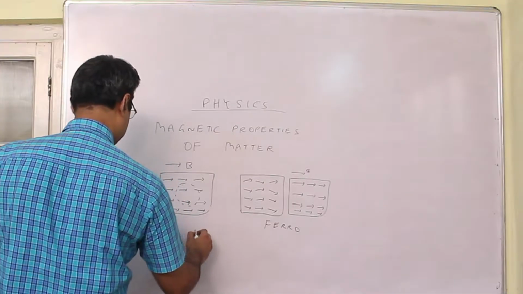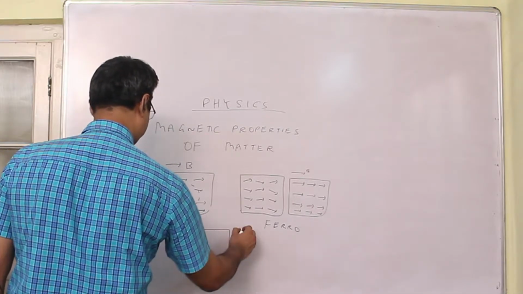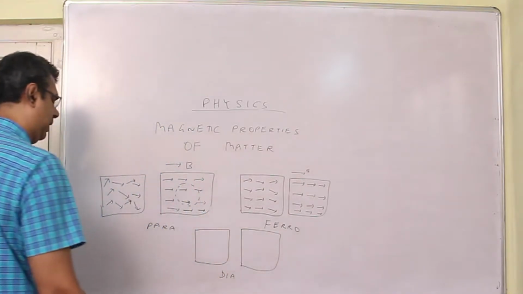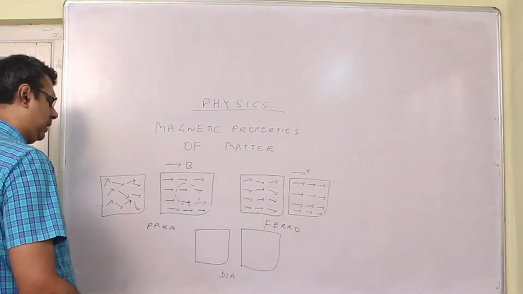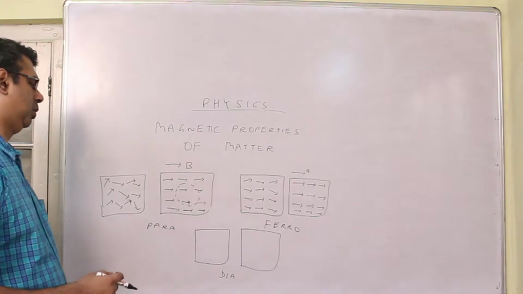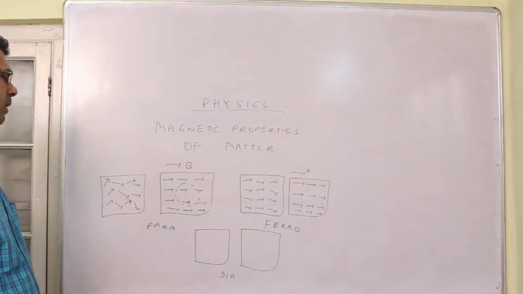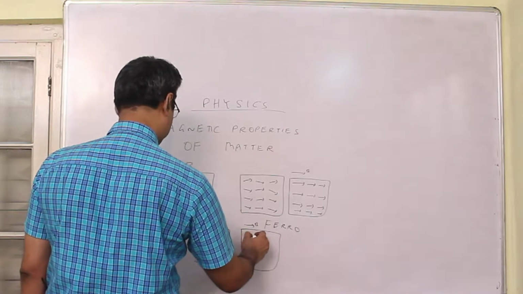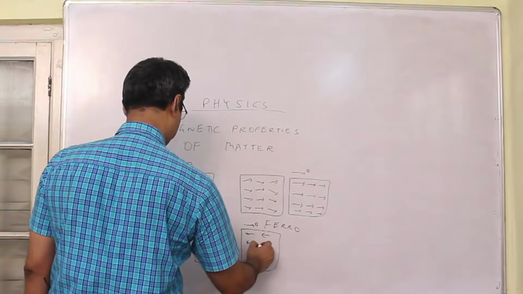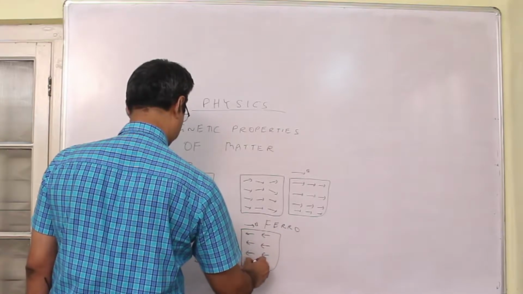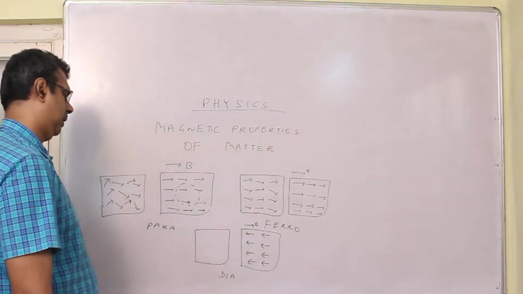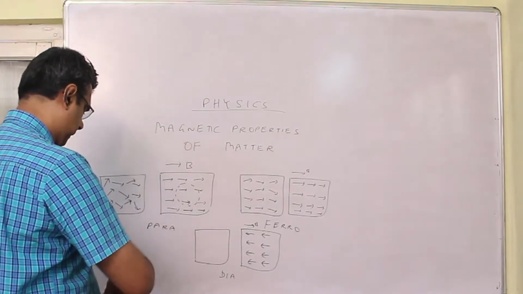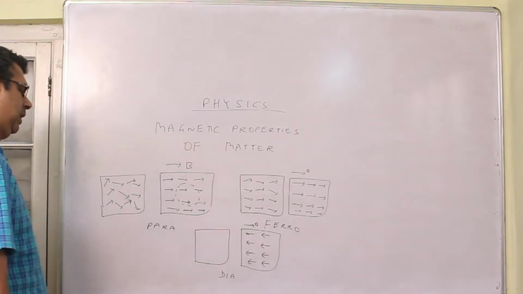On the other hand, there is a third category, that is known as diamagnetic substance. Diamagnetic substances, as you know, they don't have any unpaired electrons, all the electrons are paired. So there are no dipoles, but when you apply a field from outside, then dipoles are induced opposite to the field. So I have applied a field externally, and now the dipoles are induced opposite to the external field. So this is what happens in case of diamagnetic substances.